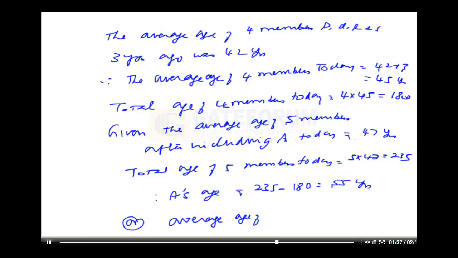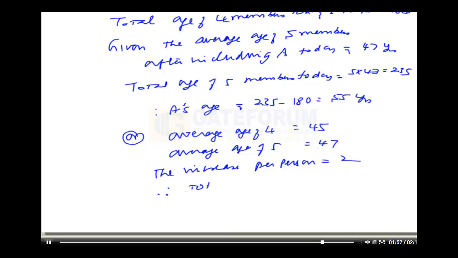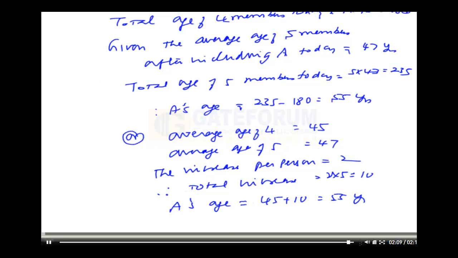Average age of 4 is 45, average age of 5 is 47. The increase per person is 2. Therefore, the total increase is equal to 2 into 5, 10. That gives you the age as old average plus overall increase, 55 years.